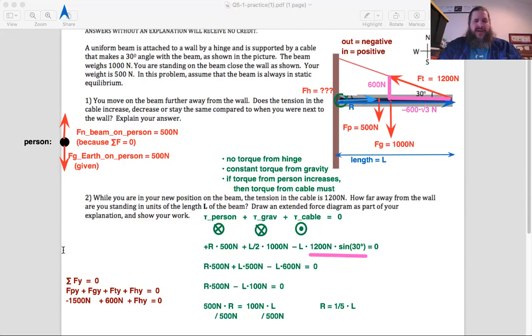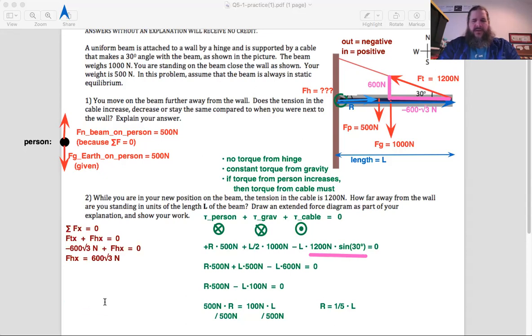In this case, we could just add 600 root 3 to both sides. So the x component of the hinge force has to be 600 root 3 newtons. And here, simplifying these, it looks like that's negative 900, so we add 900 to both sides. So we now have the x and y components of the hinge force. We know the force of the hinge is 600 root 3, comma 900 newtons. That's the x and y components.